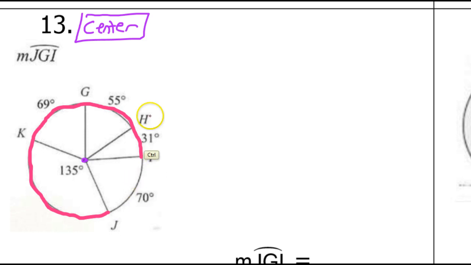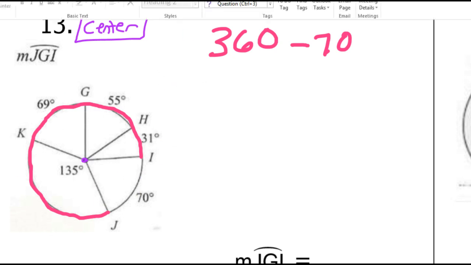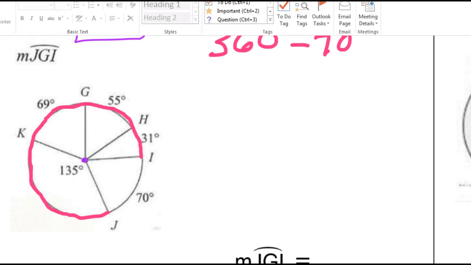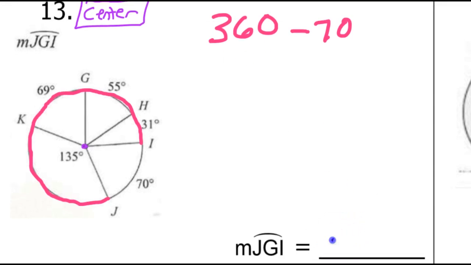Subtracting 70, all right? This arc is the whole circle except for 70. So the quickest thing to do would be to do 360 minus 70, and that should give me the arc. So what's that going to be? 290. All right, so this must be 290 degrees. And that would be the same thing you got if you added 135 plus 69 plus 55 plus 31. Any questions about number 13?